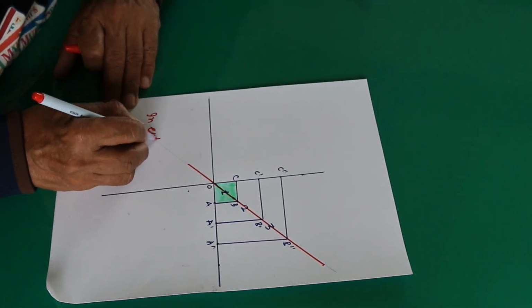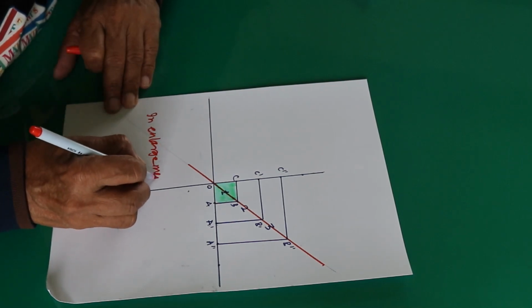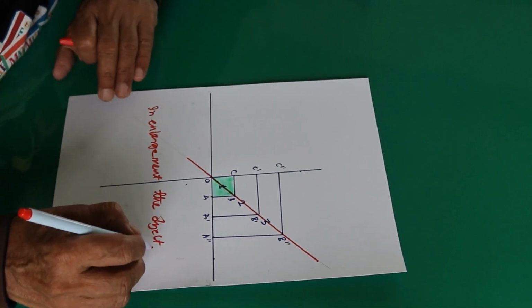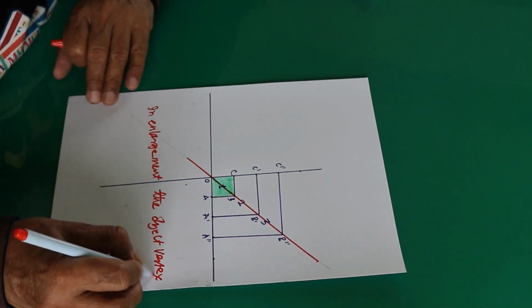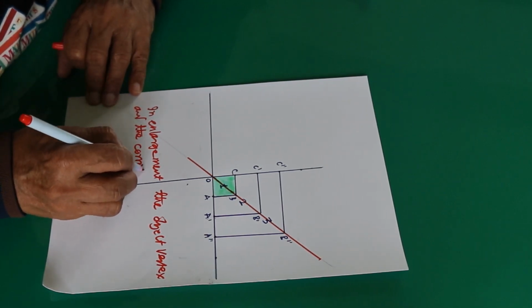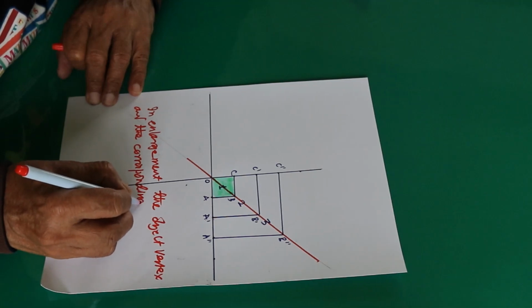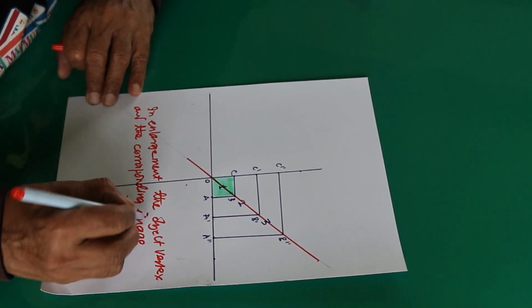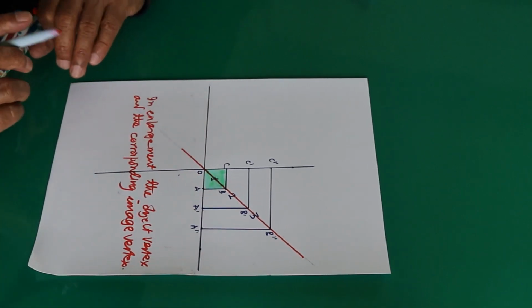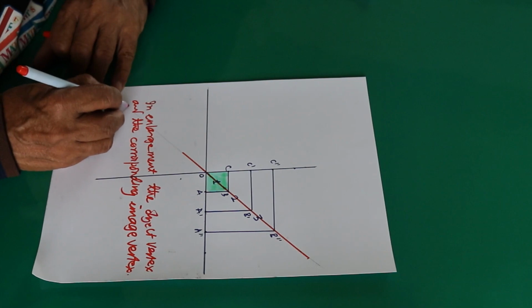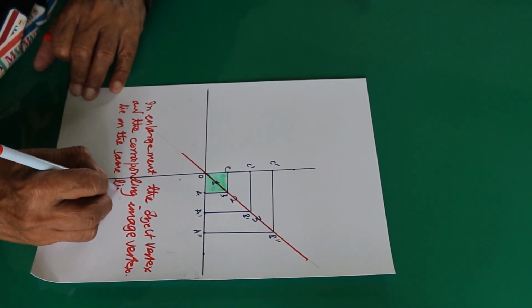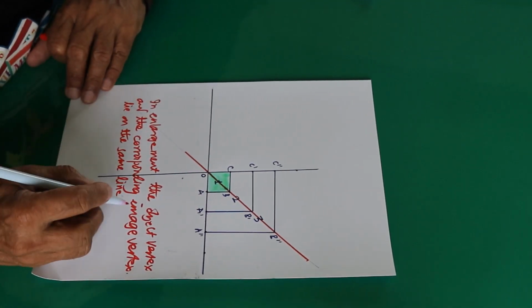In enlargement, the object vertex and the corresponding image vertex, they lie on the same line passing through the center.